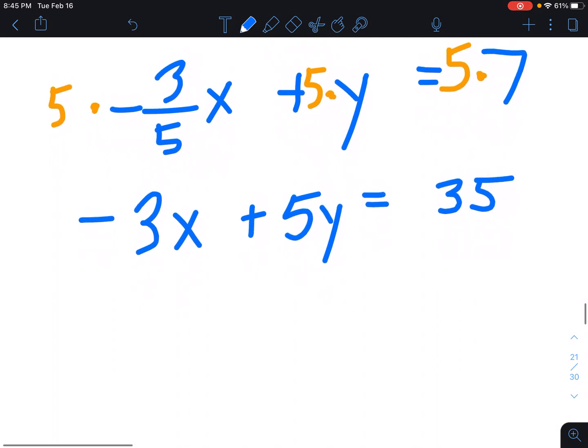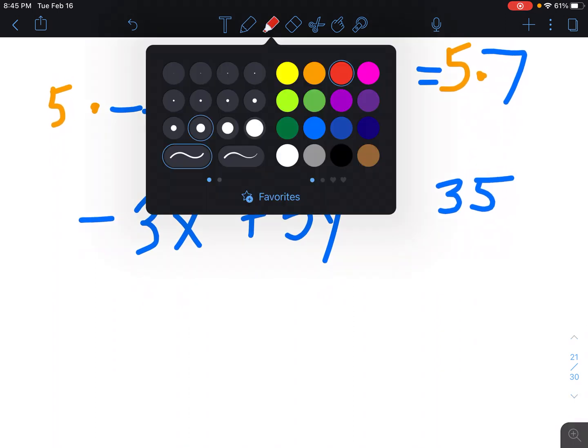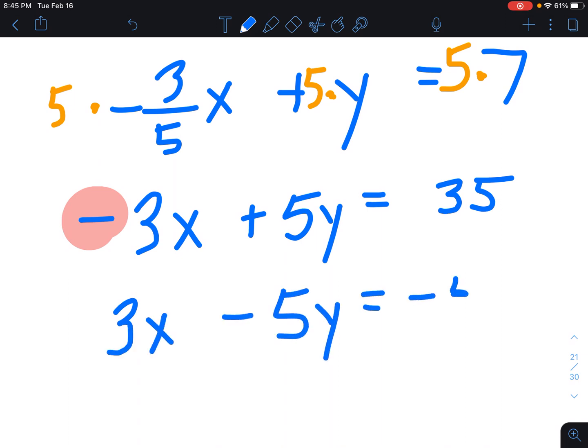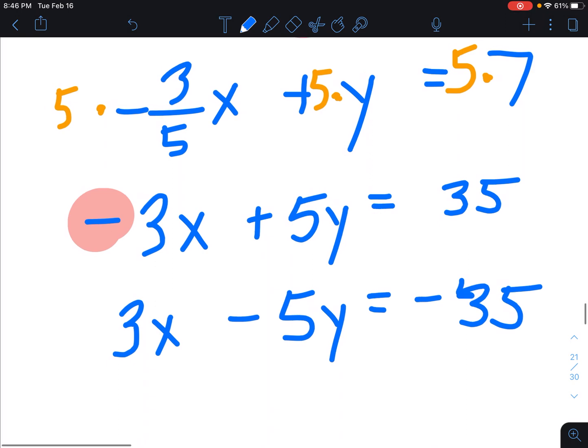Okay, another rule. It's very close to being in standard form, but there's one tiny rule that people tend to forget, and it's that a is not allowed to be negative. And here's a real simple solution. You just change the signs of everything. The 5y goes to negative 5y, 35 goes to negative 35. Real simple fix. Now it's in standard form.